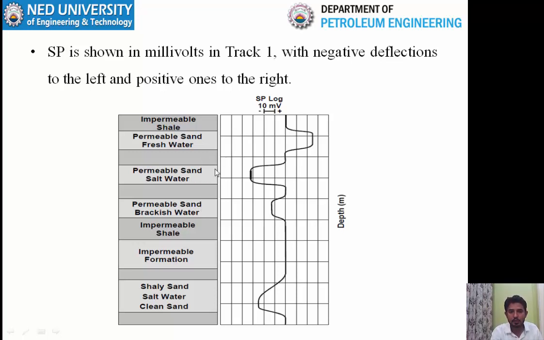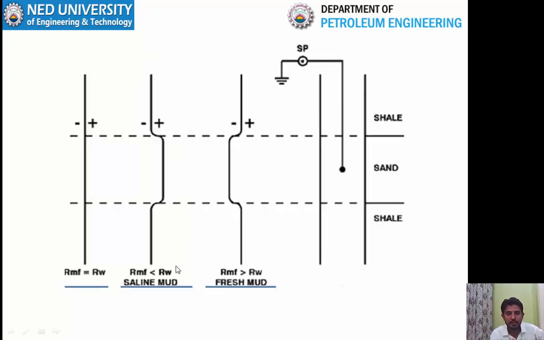So SP log basically is an important log, and basically we have seen that because of the natural difference of salinity, you have the natural current development in the borehole that is being measured through this tool. Depending upon the difference of salinity between the mud and the formation fluid, you have the negative or the positive deflection, or no deflection at all.